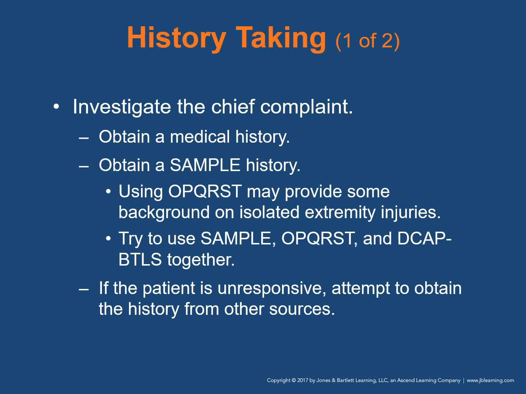Let's discuss history taking. You want to always investigate the chief complaint. Obtain a medical history and be alert for injury-specific signs and symptoms and any pertinent negatives. Obtain a SAMPLE history from your patient. Using OPQRST may provide some background on isolated extremity injuries. When you use SAMPLE, OPQRST, and DCAP-BTLS together, your assessment will provide significant insight into the patient's overall condition. Any information you receive will be very valuable if the patient loses consciousness.